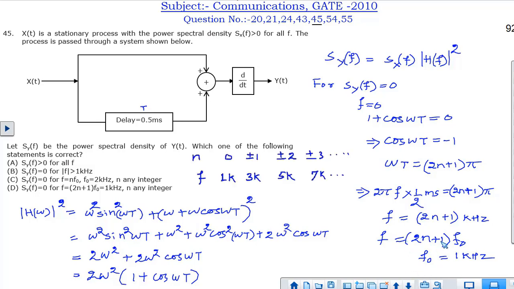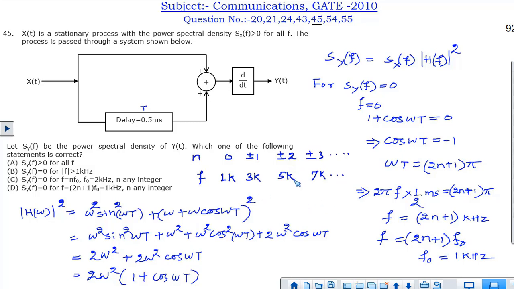So if we analyze by taking n as different integer values, that is 0, plus minus 1, plus minus 2, plus minus 3, then we can check at what frequency the output power spectral density is becoming 0. So if n equal to 0, then simply it is coming as f naught, that is 1 kilohertz, so 1k. If you take the plus 1 here, then this factor will be equal to 3. So 3 f naught, that is 3 kilohertz.